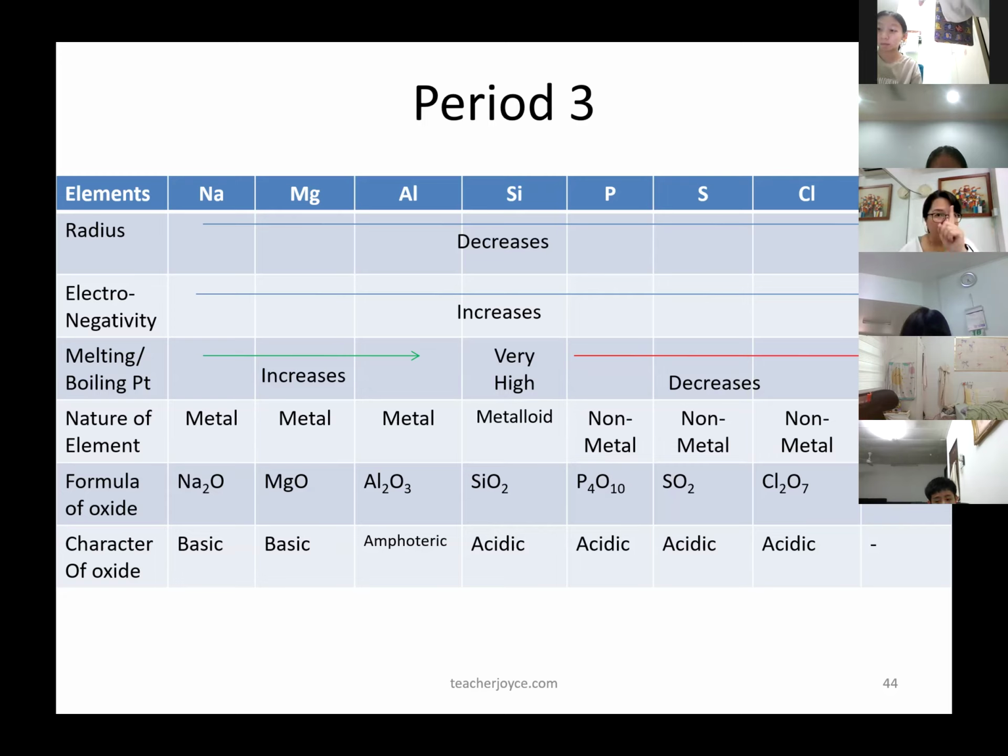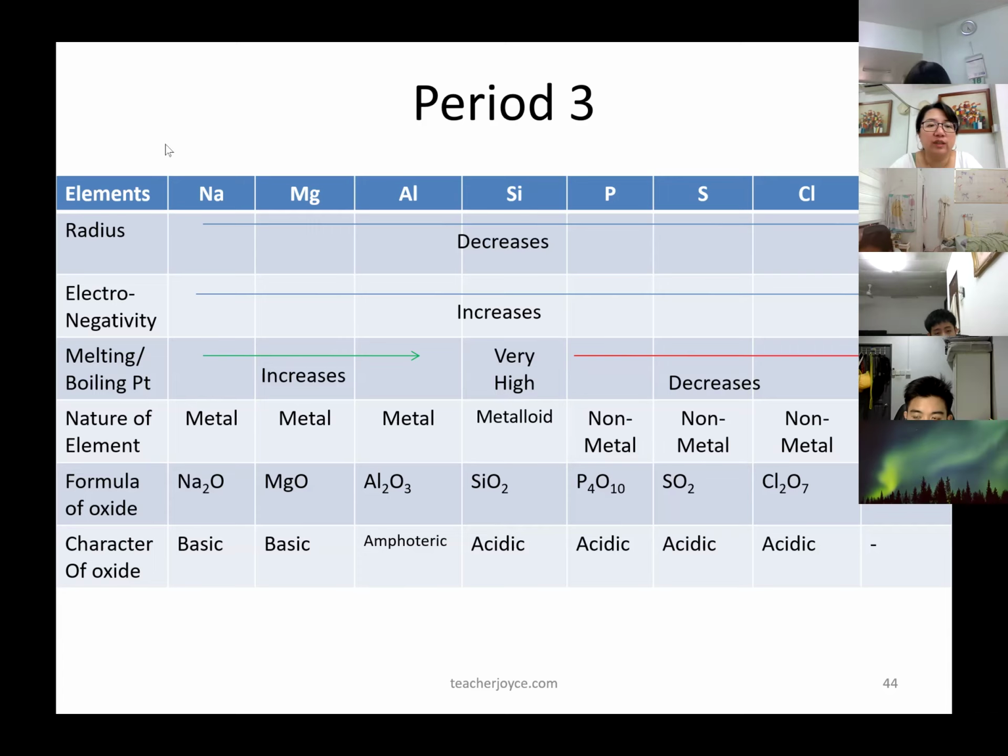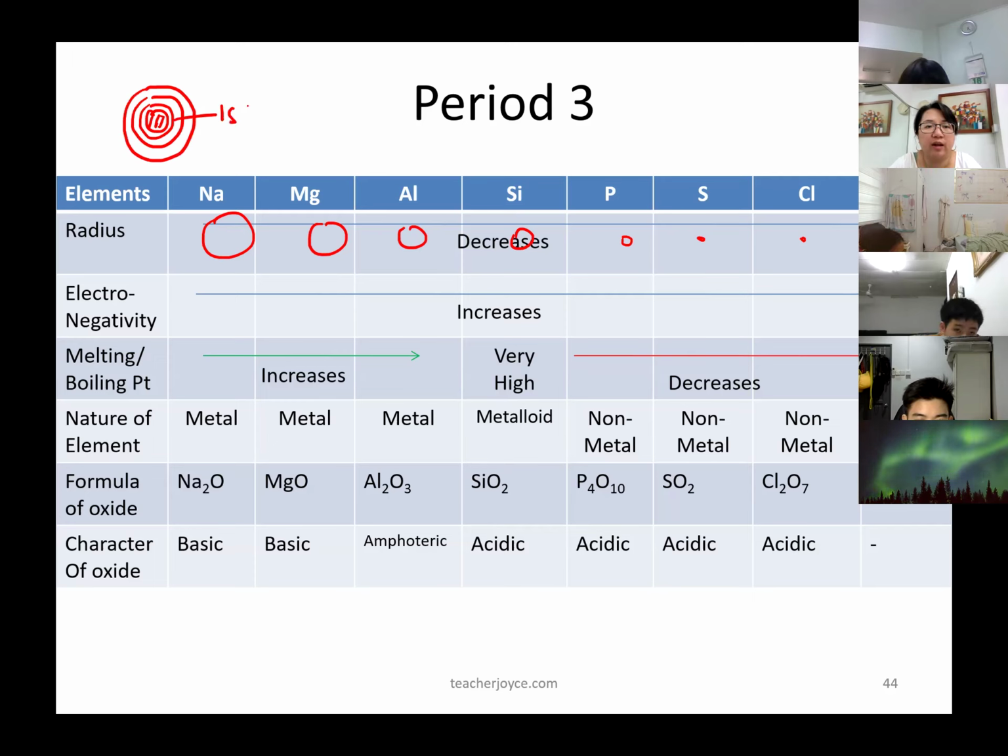So let me explain this one more time. All listen, huh? So you see, from left to right, the size decreases. That means when I draw, I get smaller. But you must understand, all of them are having the same 3 shells. Okay, it has the first shell, we have the second shell, we have the third shell.